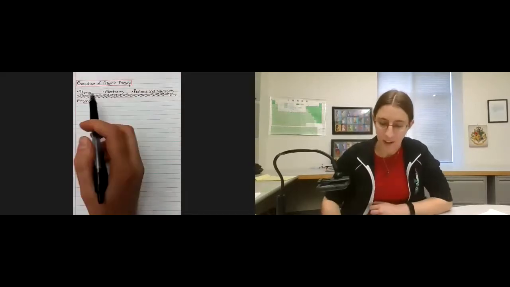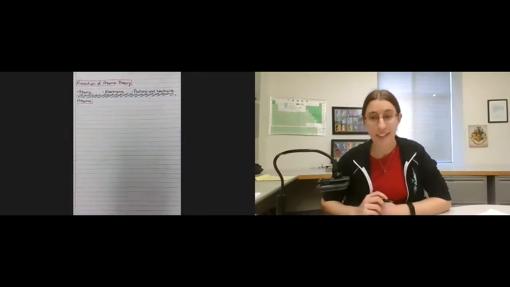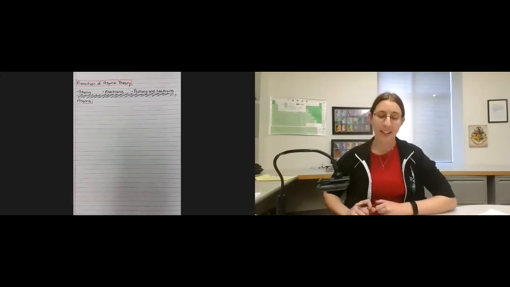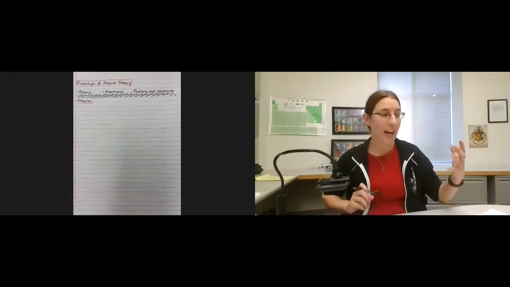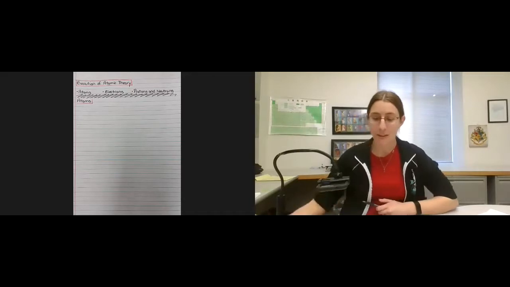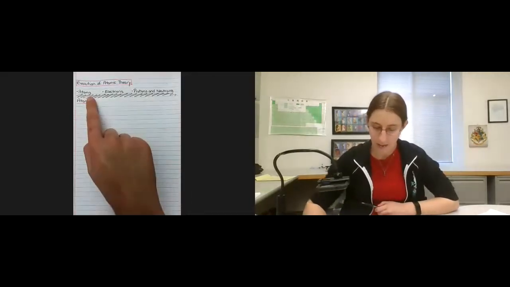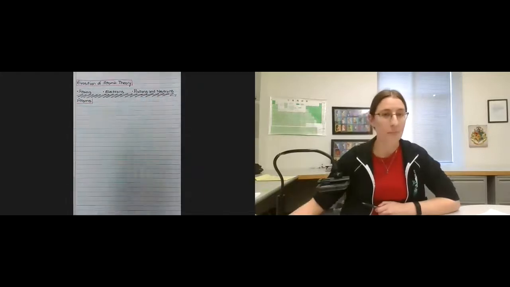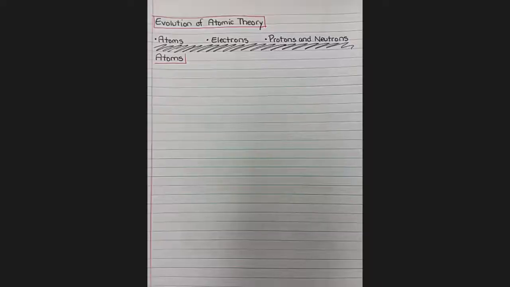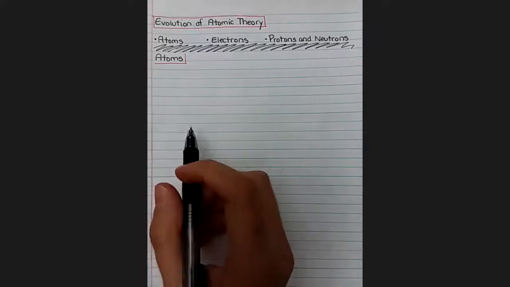So we'll start with the evolution of atomic theory, or if that doesn't sound interesting to you, Harry Potter and the evolution of atomic theory. It's going to be a series of stories about how our view of the atom developed through history, with a couple of important experiments that led us to discover atoms, electrons, and protons and neutrons. So we'll start with atoms because that's the biggest of the group.